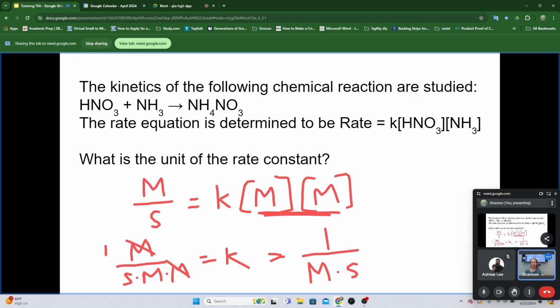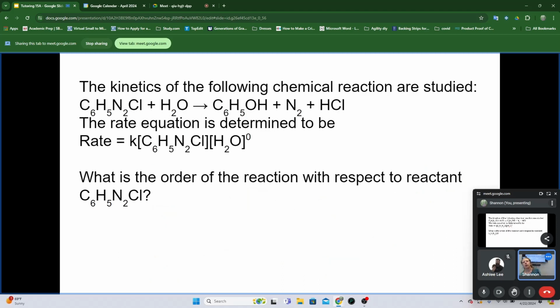So for this case, when the overall order of the reaction was 2, that's what the unit looks like. And that's going to come into play in a second. I'm going to show you something. And the S is seconds. Yes. So we're going to do the same thing.